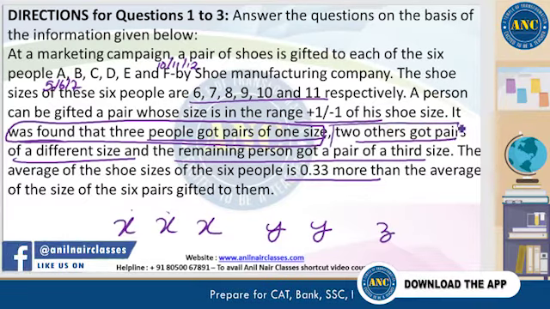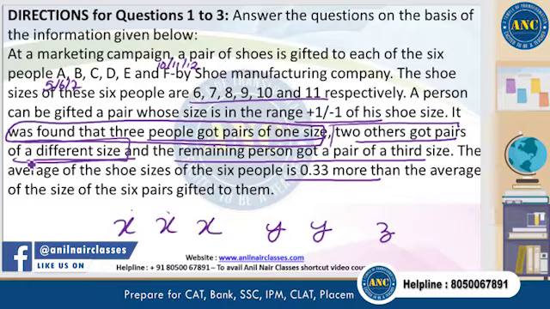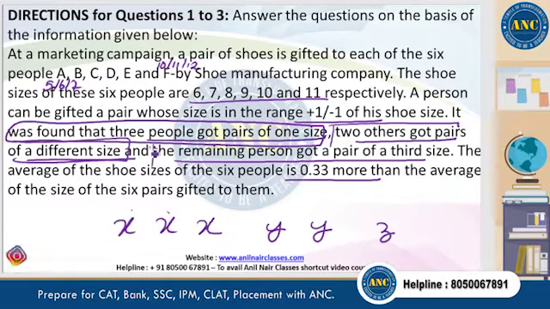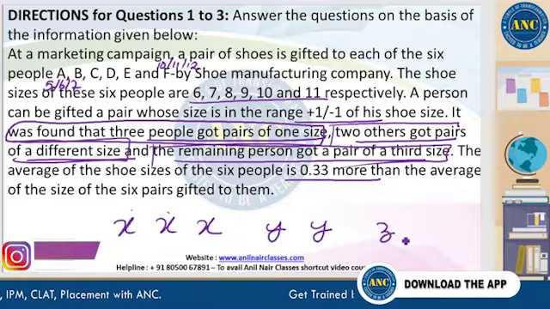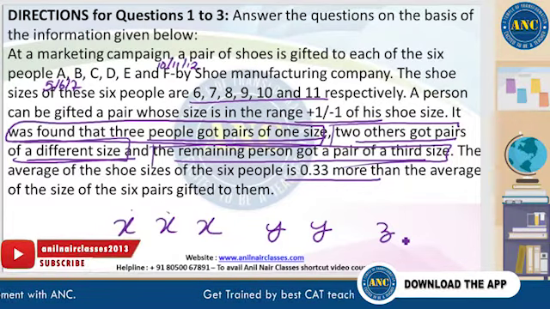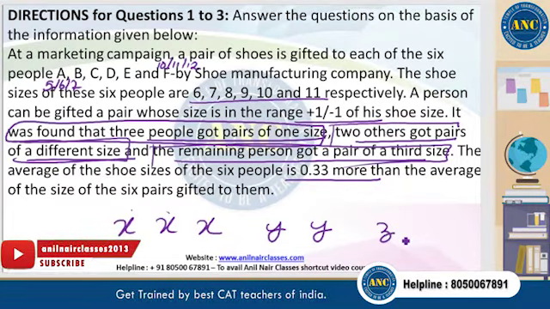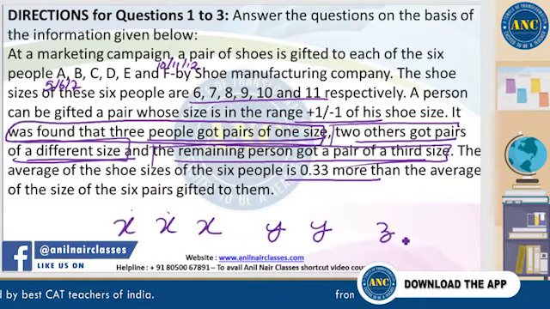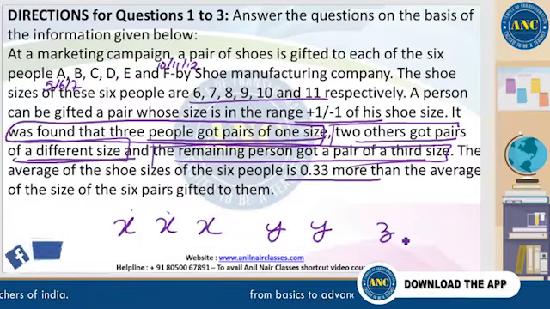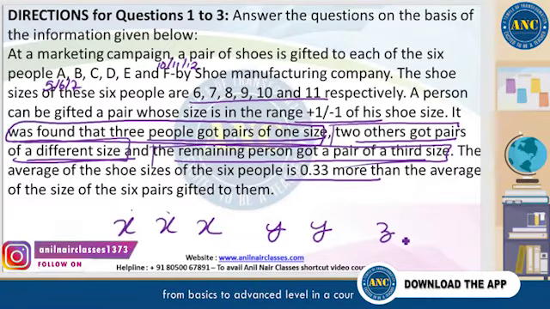2 others got pairs of a different size. That means Y and Y. And the remaining person got a third size, that's Z. Are we getting this? Now this is the crux. The entire story will work around this, and then the sliding rule will come into perspective. The average of the shoe size of the 6 people is 0.33 more than the average size of the 6 pairs gifted to them. That means gifted to them is 0.33 lesser, right?